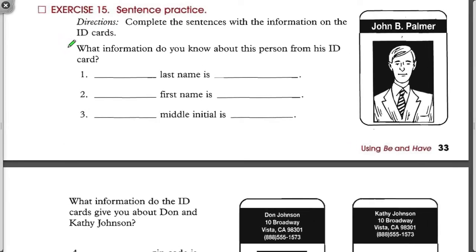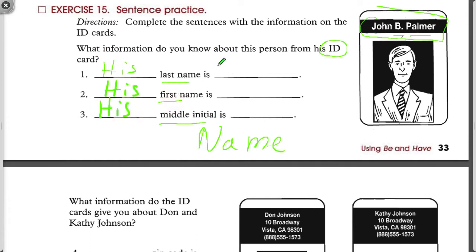What information do you know about this person from his ID card? All we know is his name, right? His first name, his middle initial, and his last name. So his goes here, his and his. His last name is Palmer. His first name is John. His middle initial is B. Initial, just the letter B.